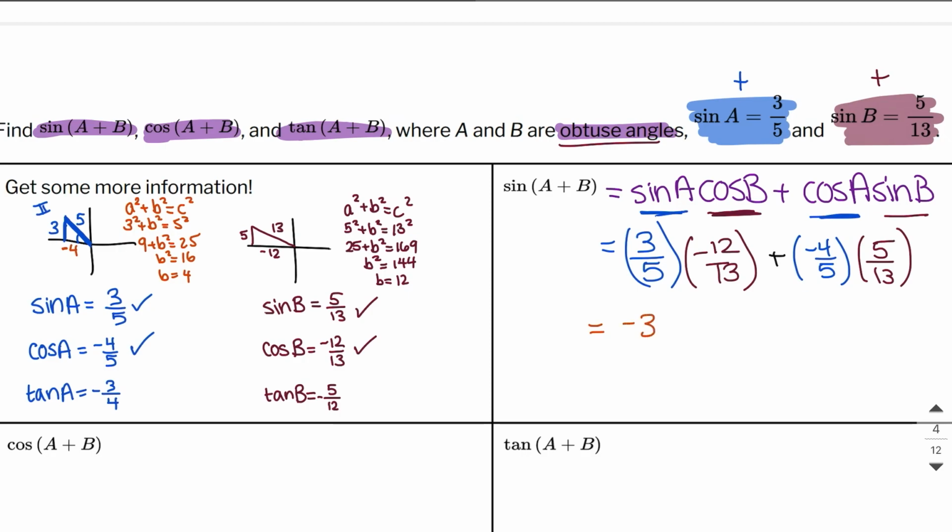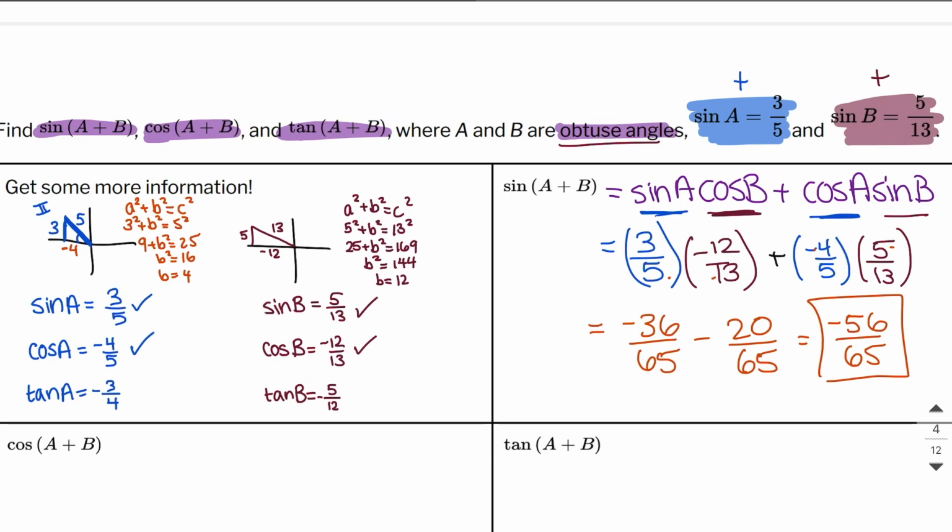3 times -12 is -36. 5 times 13 is 65. -4 times 5 is -20. 5 times 13 is also 65. Put those together, you get -56 over 65, and you can't reduce it. So that is what sine of A plus B would be.